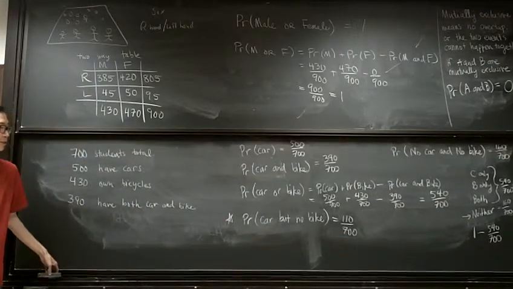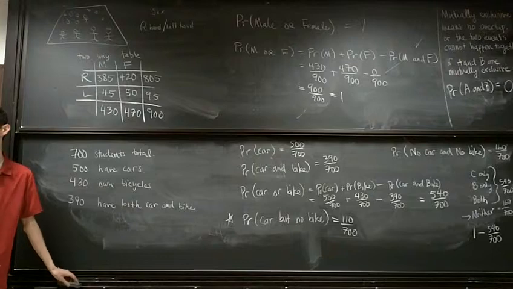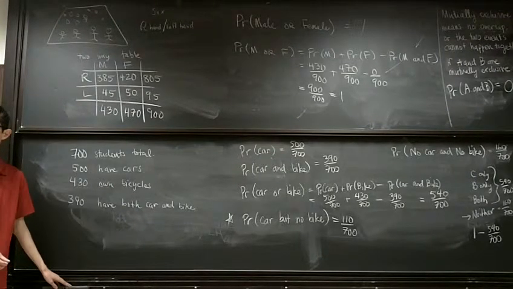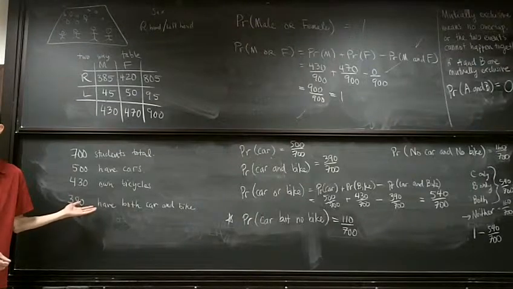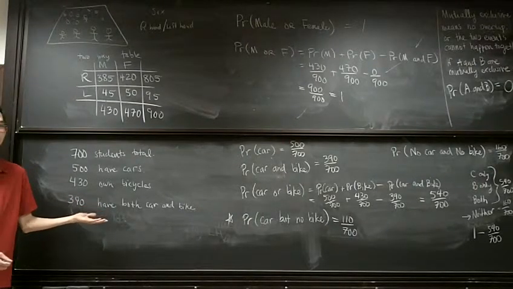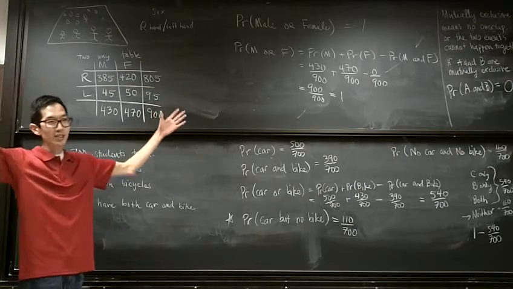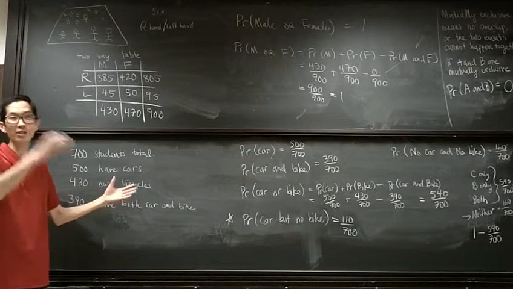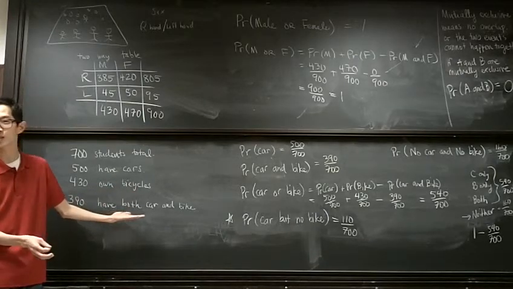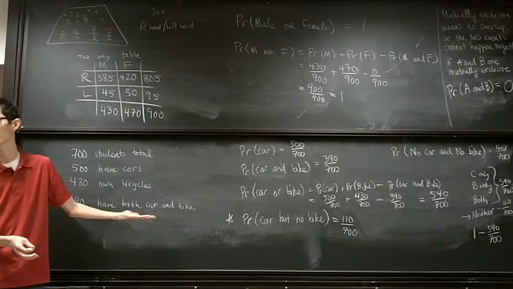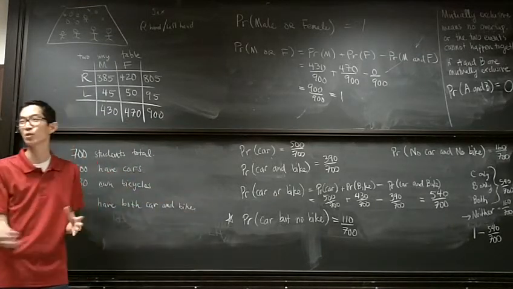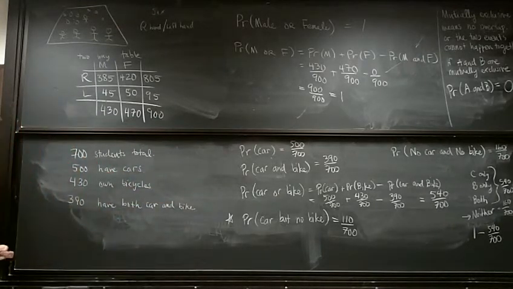Car but no bike. So, Saman, do you want to explain how you got 110? Yeah, sure. So 500 have cars, 390 have both car and bike, so you just subtract. Okay, so just imagine the 500 people who have cars, right? 390 of those have bikes. So how many people don't have bikes? 110, right? So those are the people who have cars but no bikes.